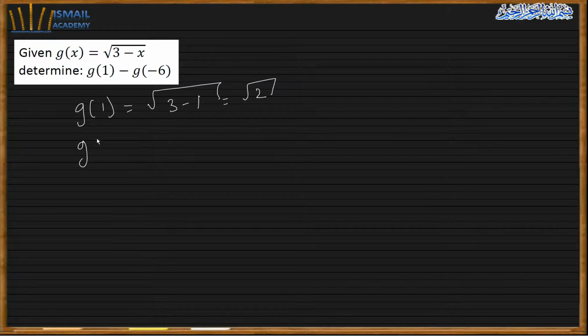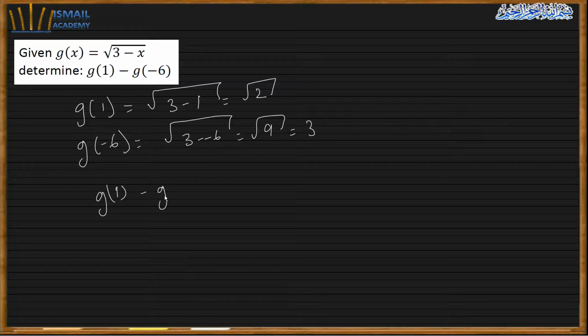So g of minus 6 is square root of 3 minus 6. So it's going to be square root of 9, which is 3. Then what is g of 1 minus g of minus 6? I just substitute their result. So it's going to be square root of 2 minus 3, and we'll be done.